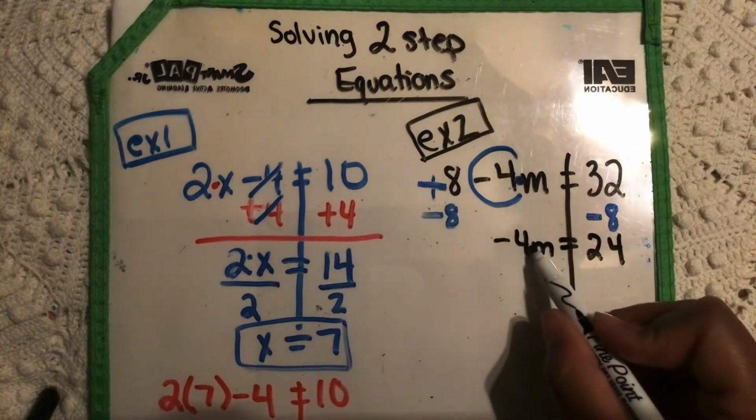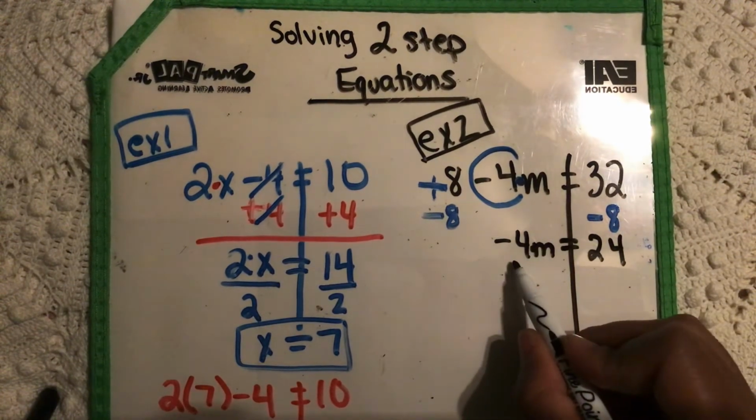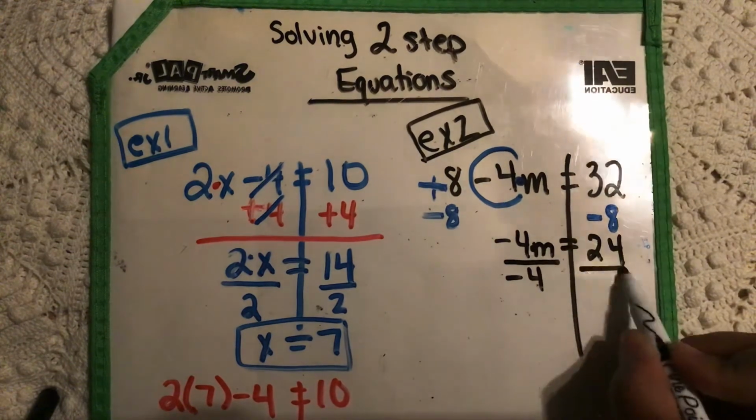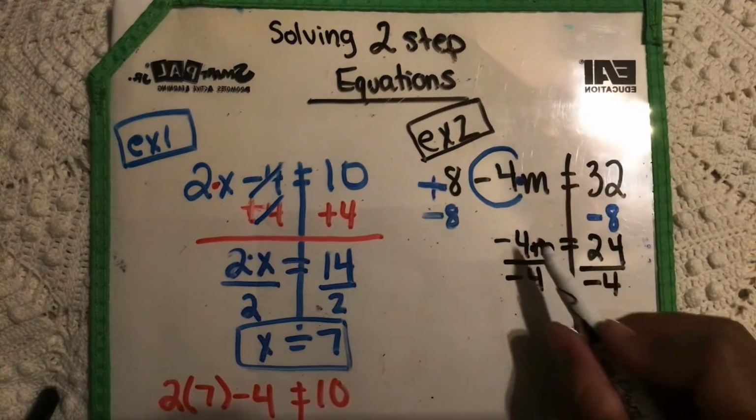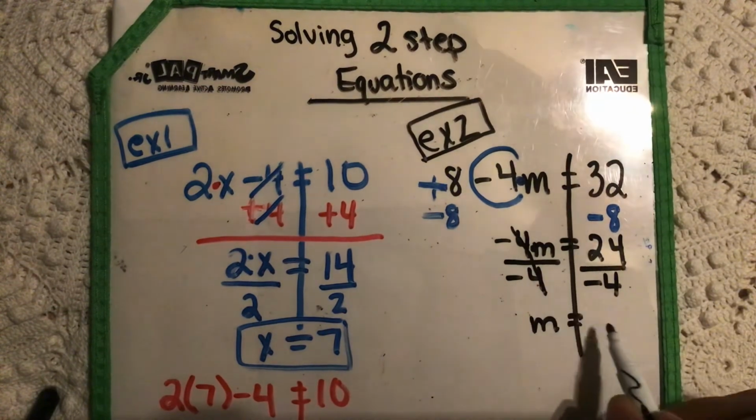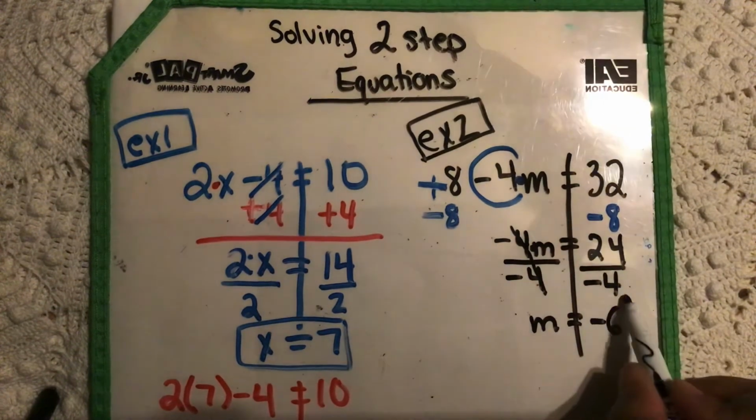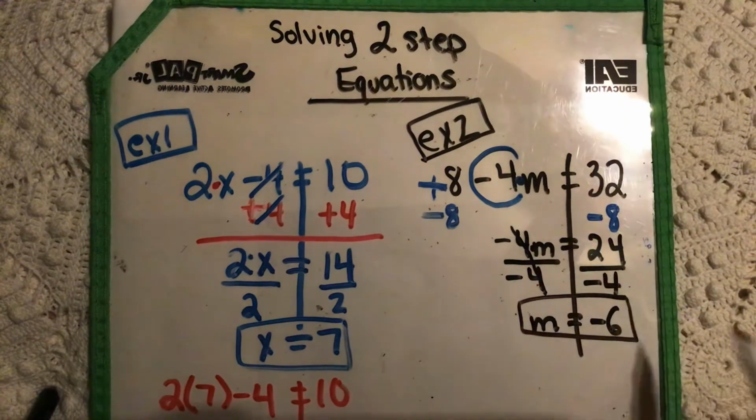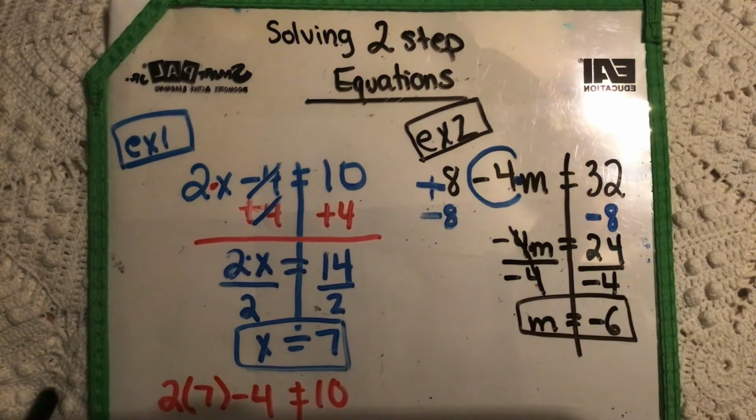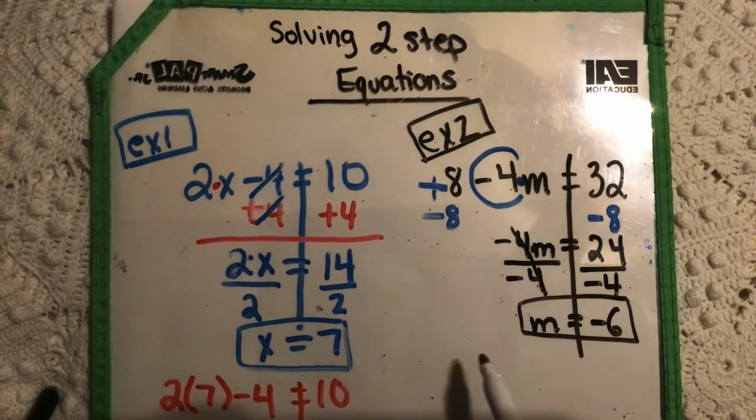I need to get rid of this times -4. My next step is to get rid of multiply, divide. Divide -4. This leaves me with an m equals -6. Watch that sign. A +6 is not the same thing as a -6. That's like losing $6 and someone giving you $6. Not the same concept. So let's go ahead and check our work.